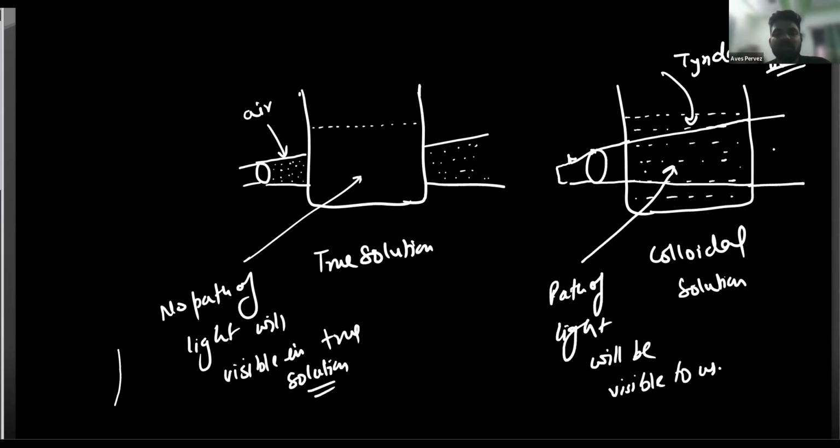Because here the colloidal solution has almost uniform composition. We can simply say that colloidal solutions also have uniform composition. But why are we still keeping them in the heterogeneous mixtures? Just because they are scattering the beam of light. Okay, got it? Yes, sir.